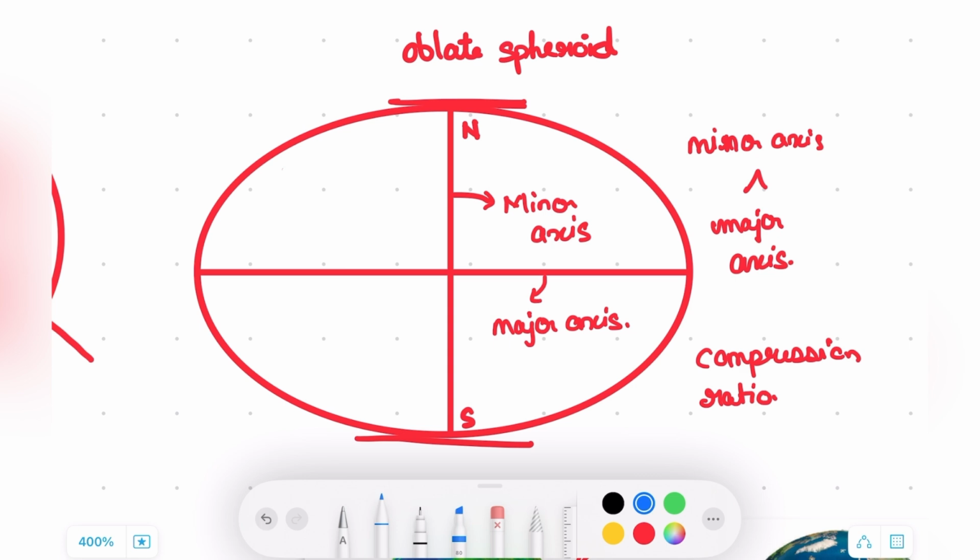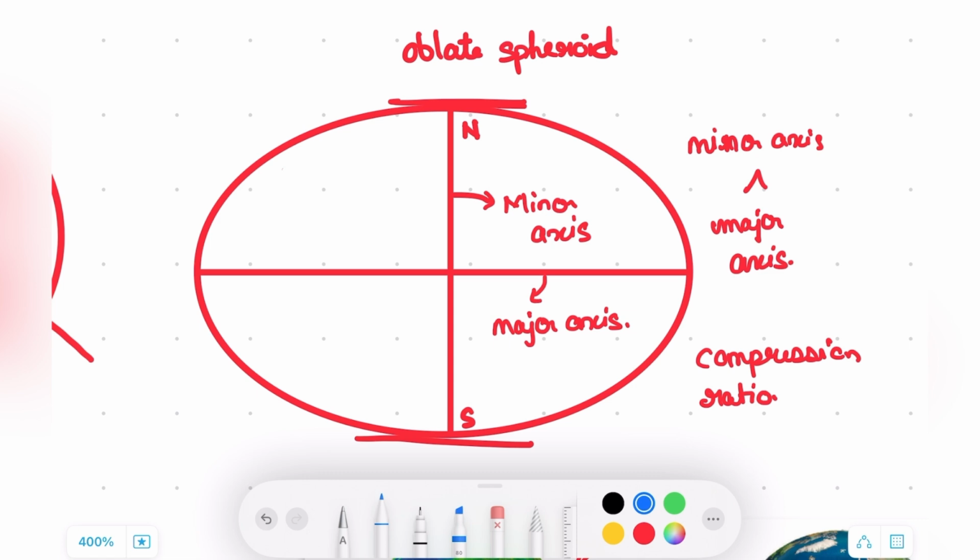This is known as the minor axis. And we have another axis which is passing along the equator, which is known as the major axis. Both of these intersect at the center of the earth, right? Because we're talking about a sphere. The minor axis is smaller than the major axis. Now, we find a ratio of how much smaller it is.